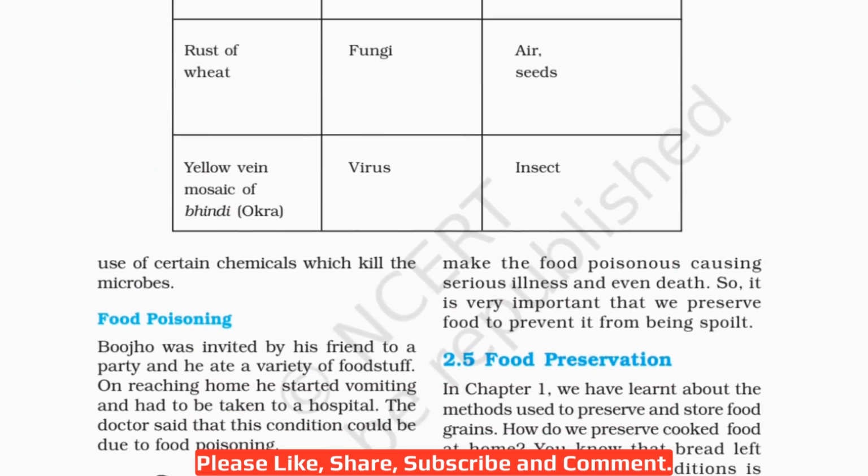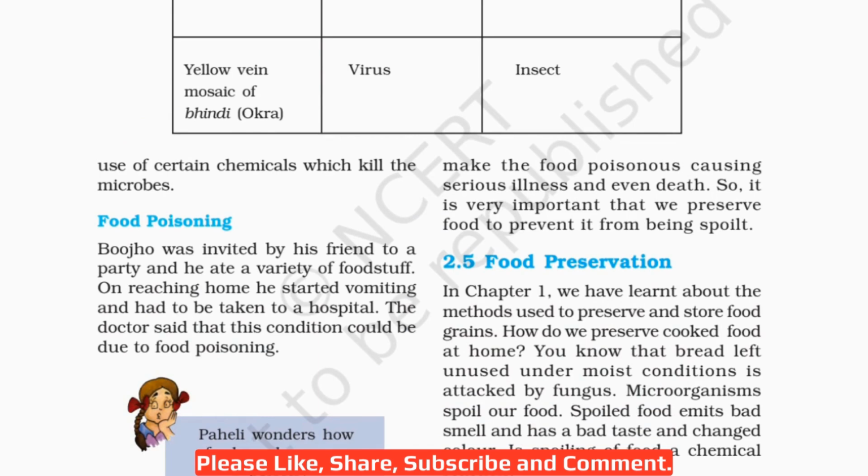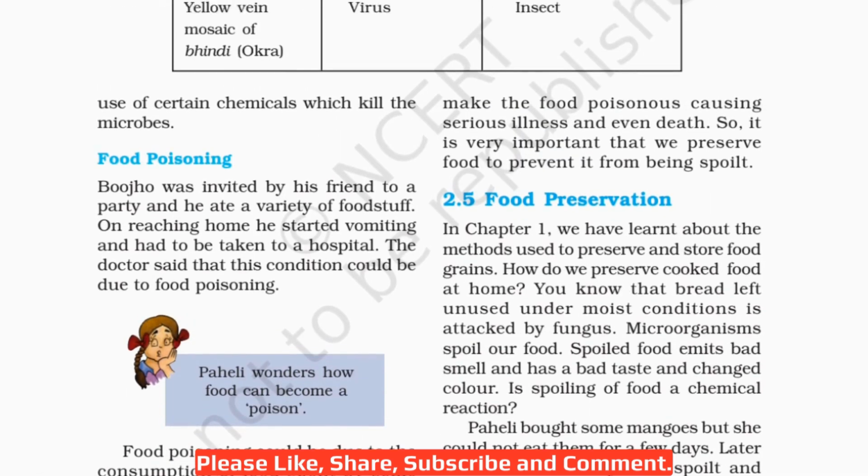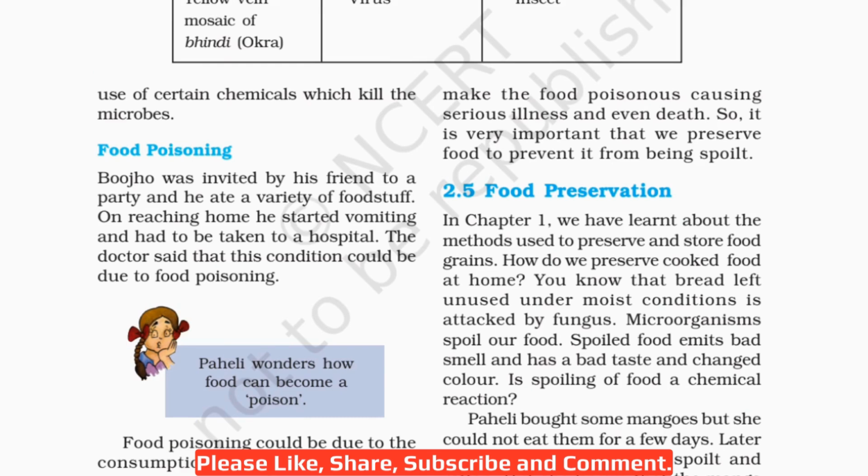Okay. Now food poisoning. Buju was invited by his friend to a party and he ate a variety of foodstuff. On reaching home, he started vomiting and had to be taken to hospital. The doctor said that this condition could be due to food poisoning. Now, what is food poisoning? Food poisoning could be due to consumption of food spoiled by some microorganisms. Microorganisms that grow on food sometimes produce toxic substances. Toxic means poisonous substances, okay? And it makes the food poisonous, causing serious illness and even death. So it is very important that we should preserve food to prevent it from being spoiled.